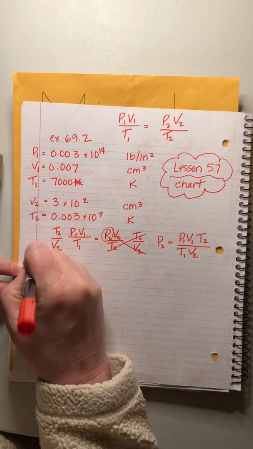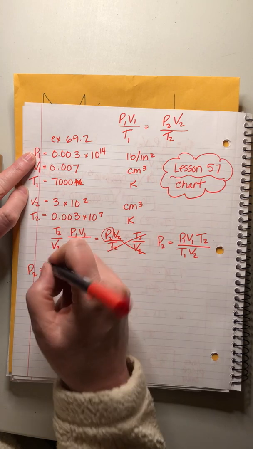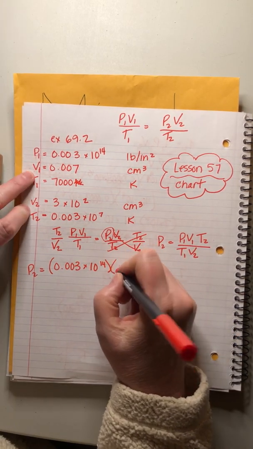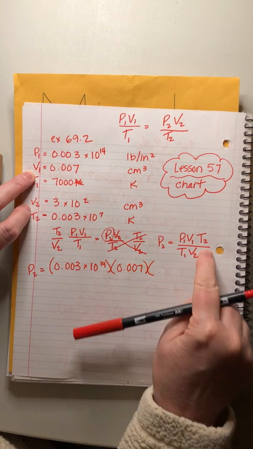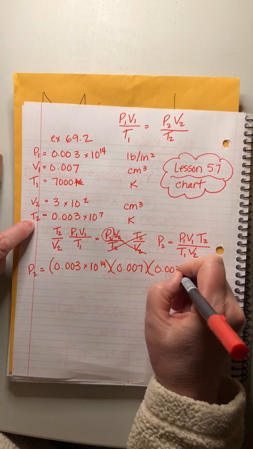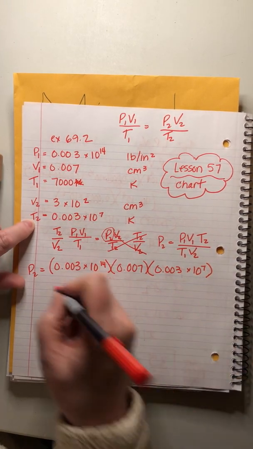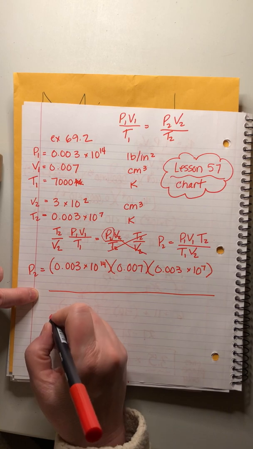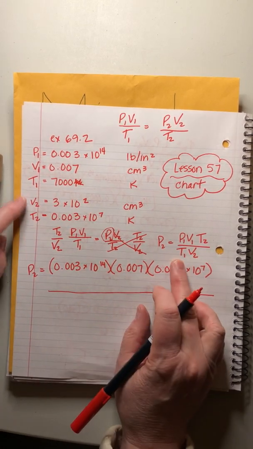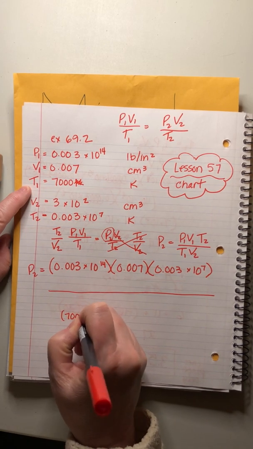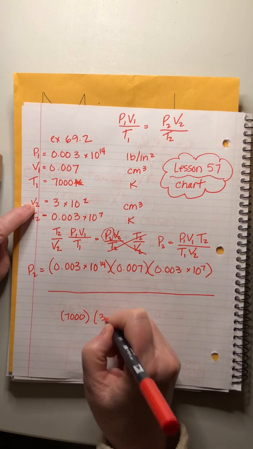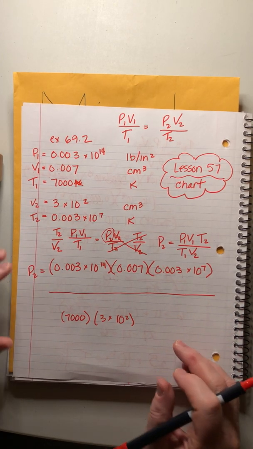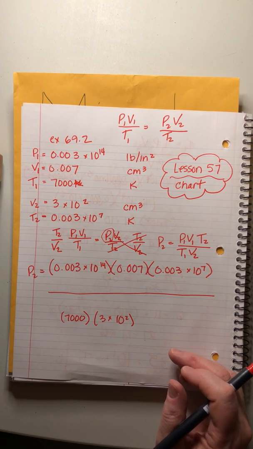All right, P2 equals, ready? P1, V1, T2, okay, all over. And this time I'm going to try a slightly different simplifying technique. I'm going to leave space in the middle and then work toward the line. For my denominator, I want T1 times V2. Okay? All right, so now I'm going to work toward the middle and simplify to proper scientific notation.